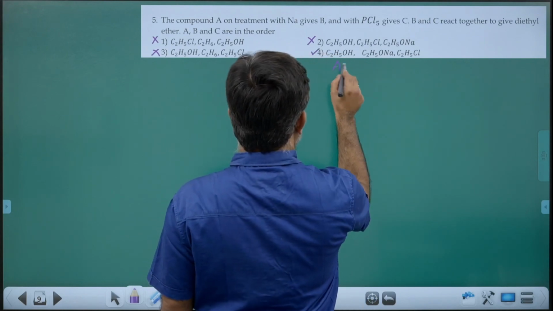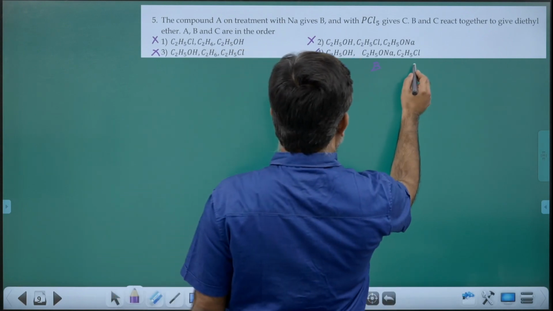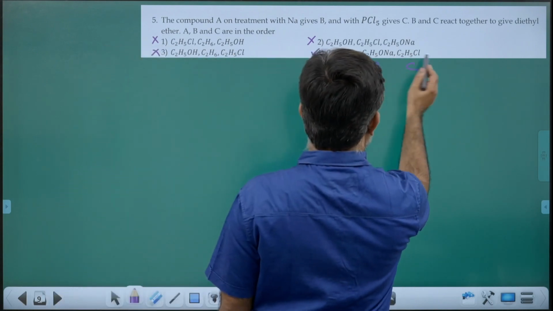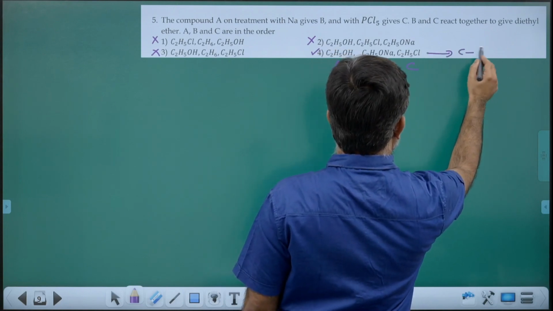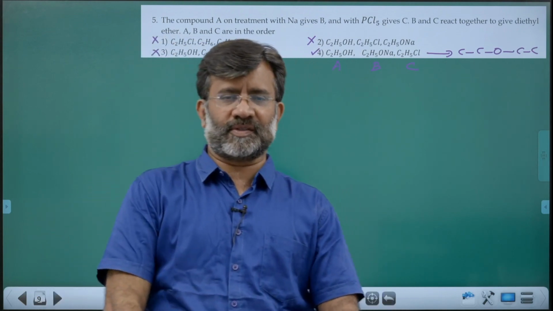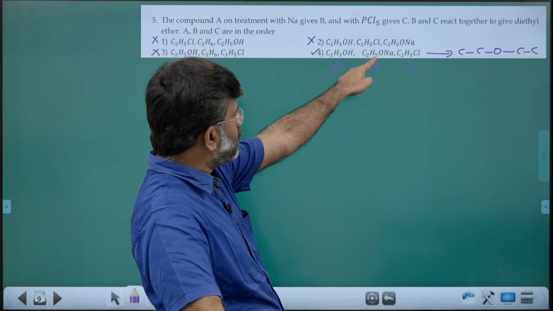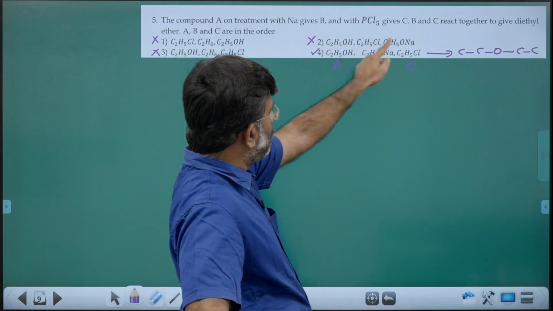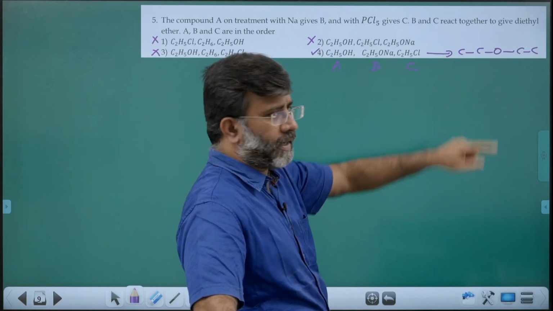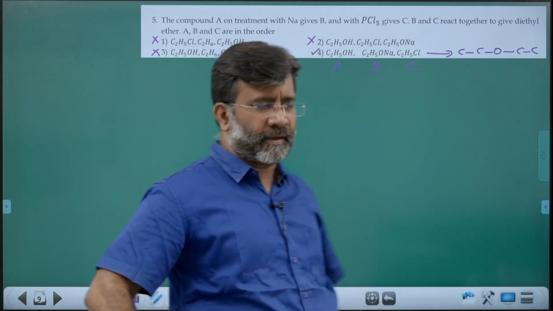So this is A. Upon treatment with sodium, you get B. And with PCl5, you get C. These two reacting, Williamson synthesis, B and C reacting, you will get diethyl ether. Williamson synthesis, very simple to understand. So ethanol with metallic sodium gives sodium ethoxide. Ethanol with PCl5 gives C2H5Cl. And C2H5ONa with C2H5Cl gives diethyl ether. Simple manipulation. Option 4. Next question.